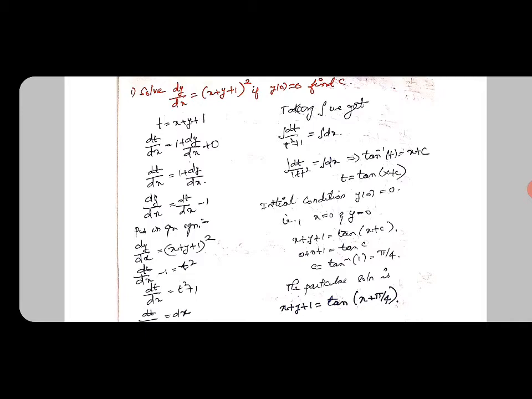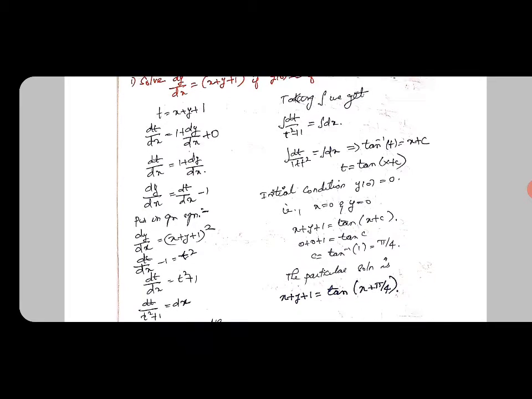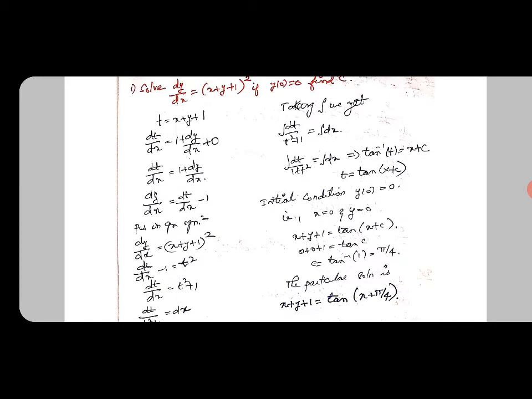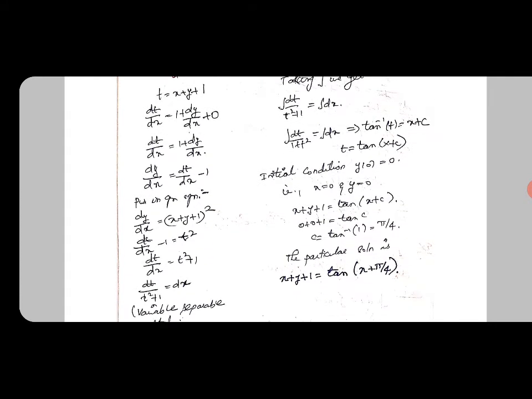We already took t is equal to x plus y plus 1, so we substitute x plus y plus 1 with t. In the given equation it is squared, so t squared. Then rearranging, dt by dx is equal to t squared plus 1, and dt by (t squared plus 1) is equal to dx. Then by using the variable separable method, we integrate the equation: integral of dt by (t squared plus 1) is equal to integral of dx.